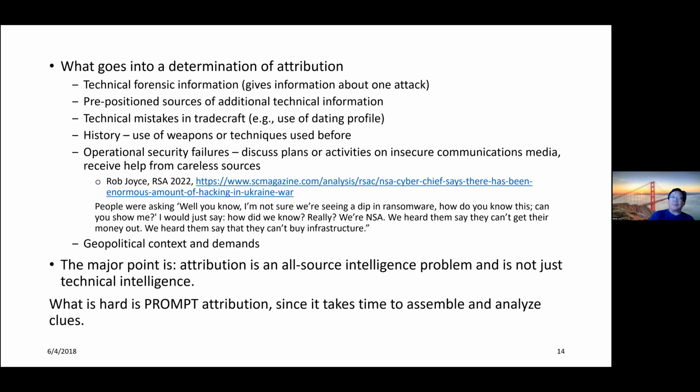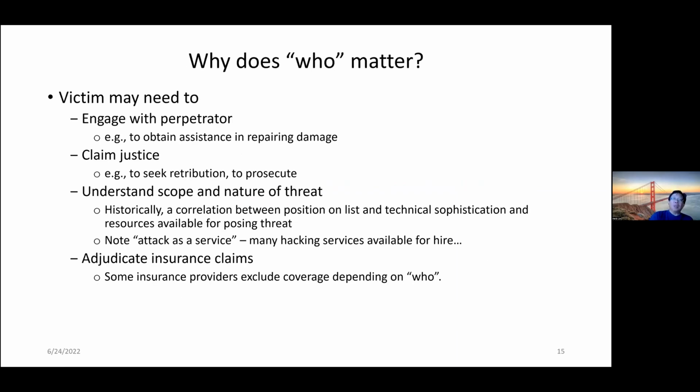What's really hard is prompt attribution. It takes time to analyze clues. Why does the who matter? Well, maybe you need to engage with the perpetrator. Maybe the perpetrator has to give you the way of repairing damage to your system. For example, they have to give you the key for decrypting your files. Maybe you want to claim justice, to seek retribution, to prosecute them. Maybe you want to understand the scope and nature of the threat.